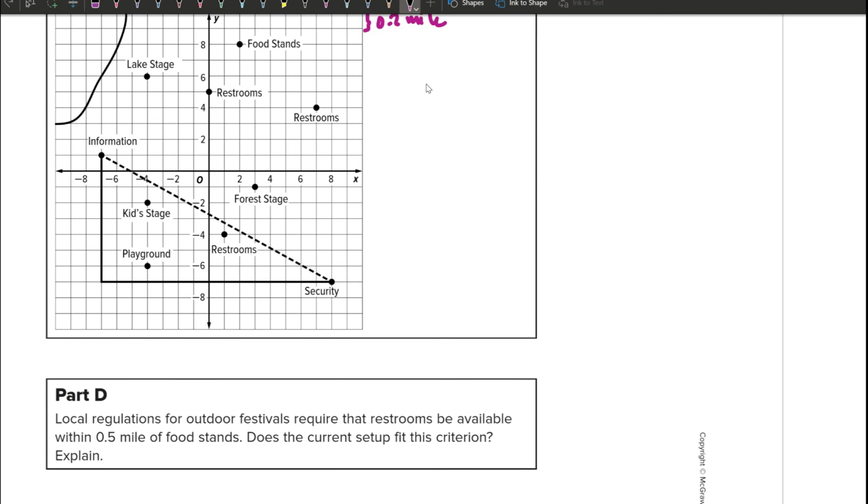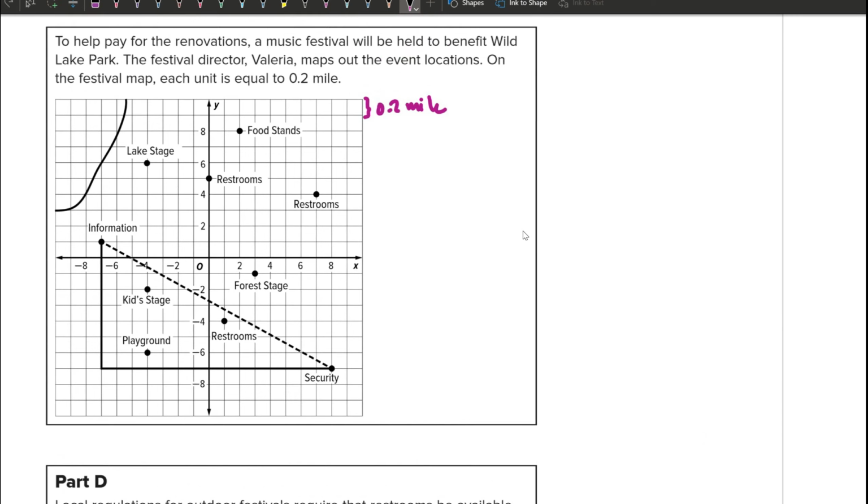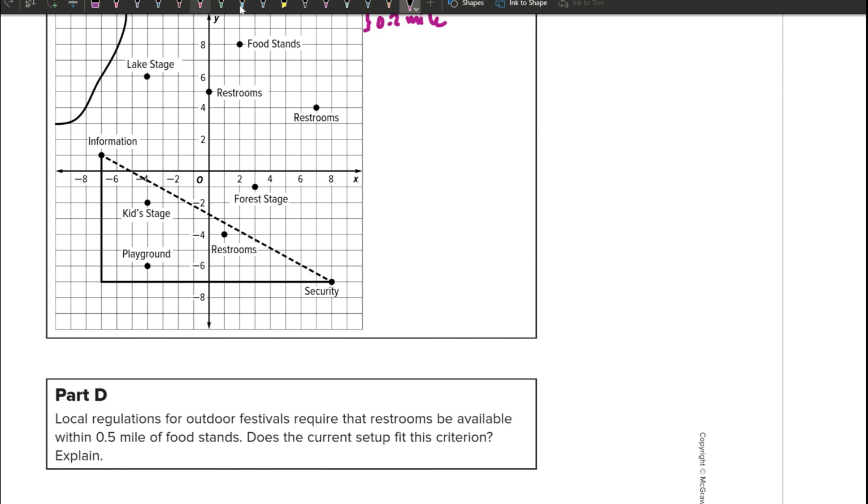Part D. Local regulation for the outdoor festival requires the restroom be available within 0.5 miles of the food stands. Does the current setup fit this criteria? Explain. So the nearby restroom to the food stand is this restroom. If you are 8th grade students, you should see that we did this one on the Bellwork. I think it's exactly the same problem.